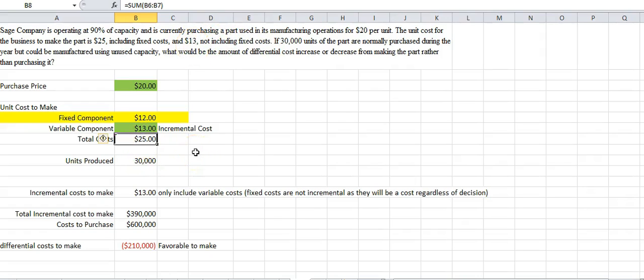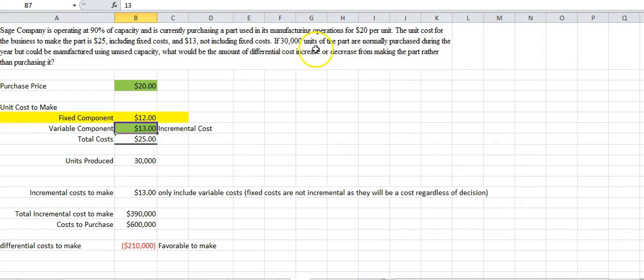Total cost is $25, but of the $25, $12 is fixed, meaning that that $12, if you don't make the part, you're going to incur it anyways. You're going to have to allocate it to another product or something like that, right? That's just a cost that's allocated. The true incremental cost is $13 per unit. Okay, so I can see that my incremental cost to make it is 13 versus a purchase price of 20. Obviously I'm going to make it, right? But let's continue with the question.